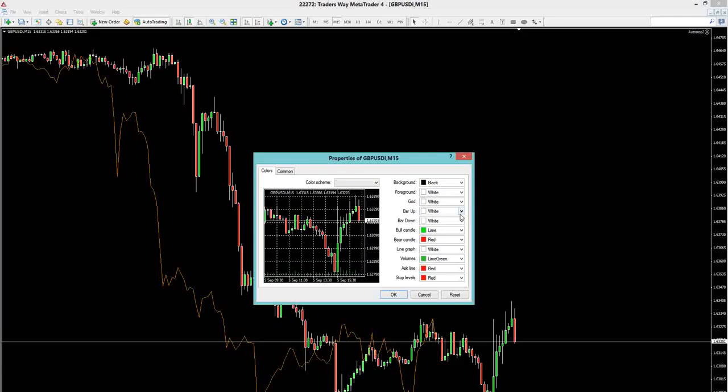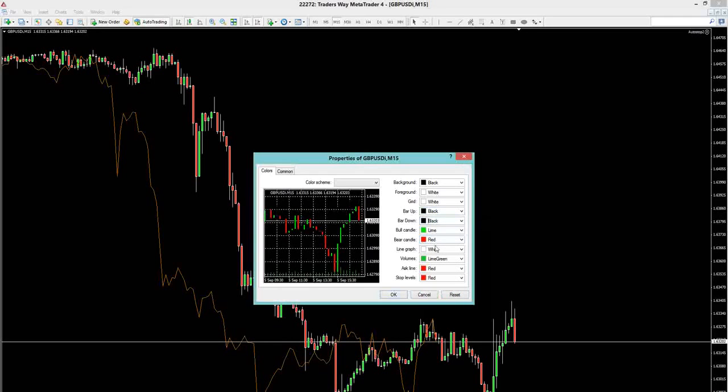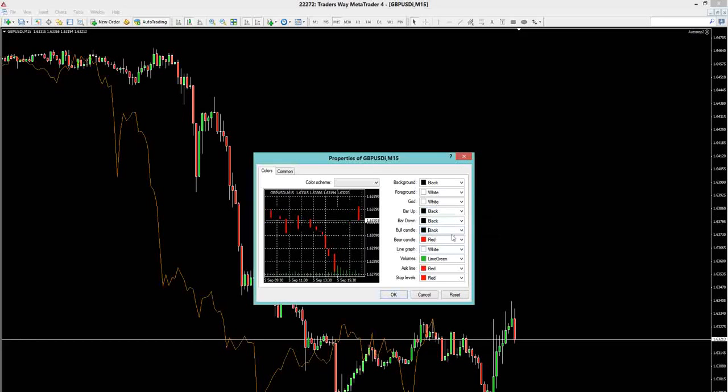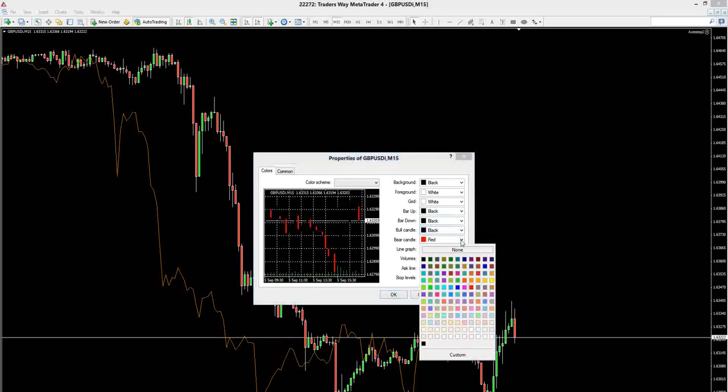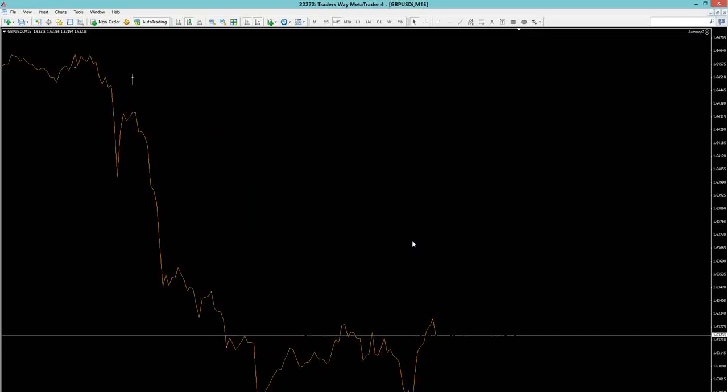Let's see, we're going to do bar up black, bar down black, bull candle will be black. So what I'm doing is I'm going to make the candles disappear off the chart. I don't want to be able to see them. Now, all we have on the chart right now is Chico span. This is simplifying it so you can see what I do each day. Again, not right, not wrong, but this is what helps me.